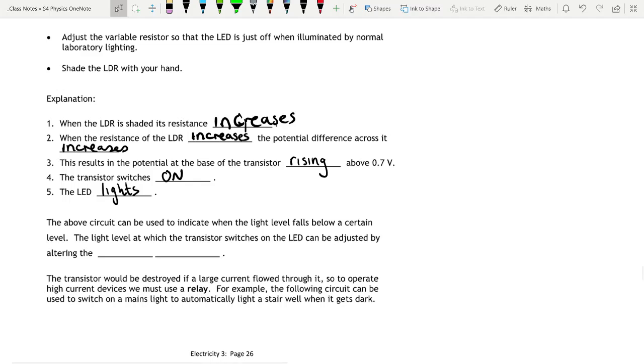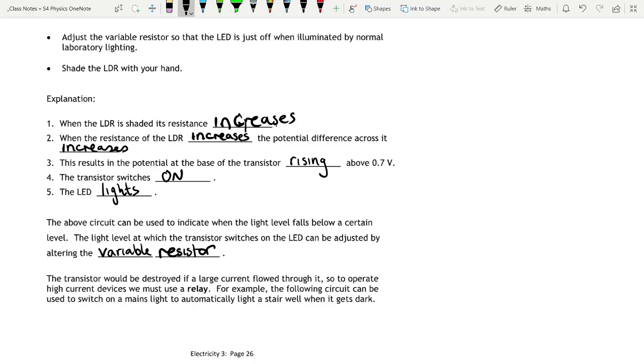So the above circuit can be used to indicate when the light level falls below a certain level. If it gets dark enough, the LED will turn on. The light level at which the transistor switches on the LED can be adjusted by altering the variable resistor. The transistor would be destroyed if too large a current flows through it.